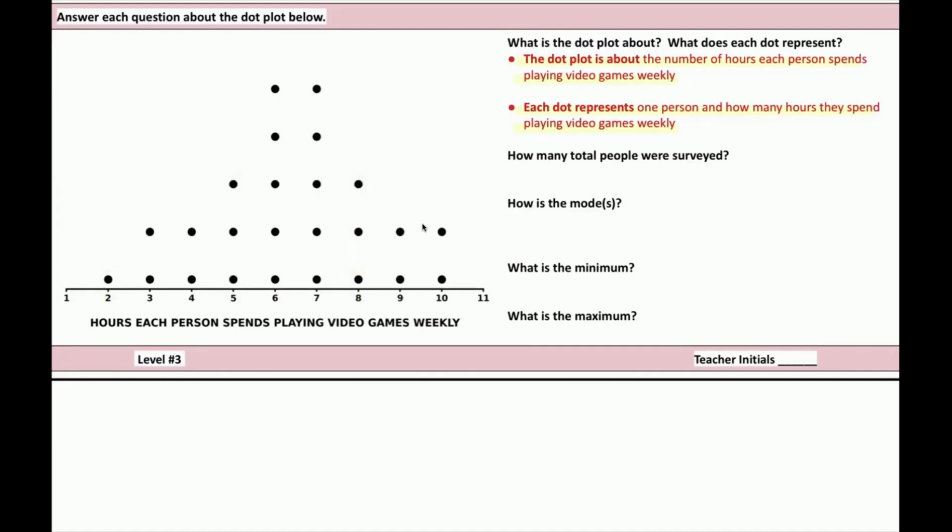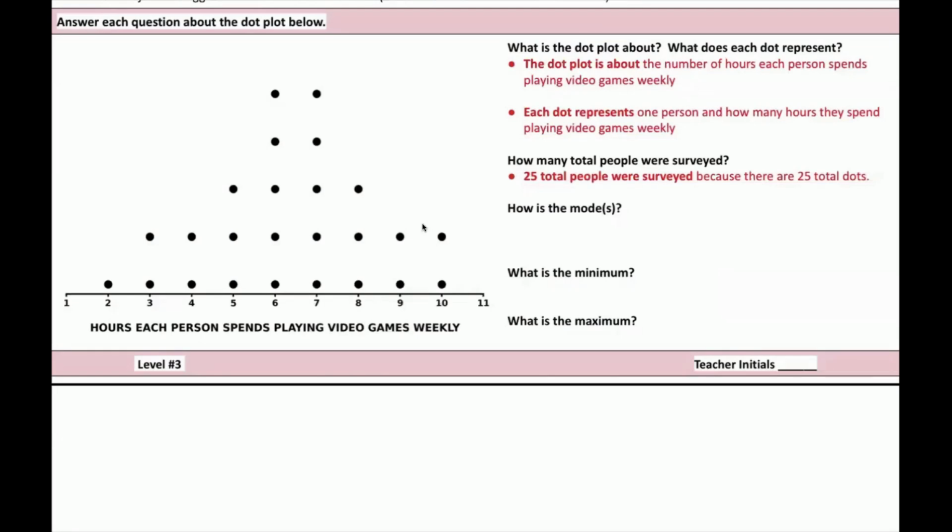Let's look at our next question, and then we'll finish off our notes. It says, how many total people were surveyed? Remember, each dot represents one person, so we can just count all of our dots. 1, 2, 3, 4, 5, 6, 7, 8, 9, 10, 11, 12, 13, 14, 15, 16, 17, 18, 19, 20, 21, 22, 23, 24, 25. So we can write 25 total people were surveyed because there are 25 dots.